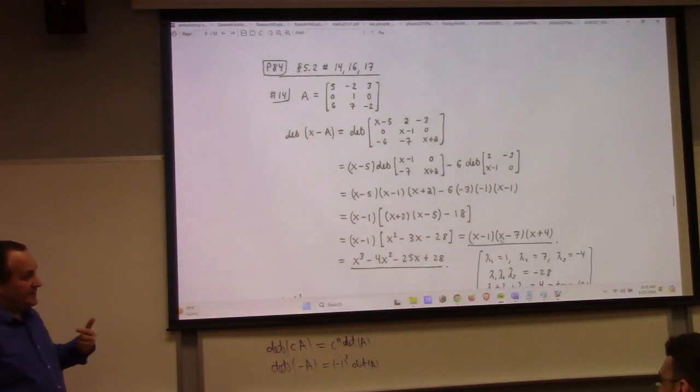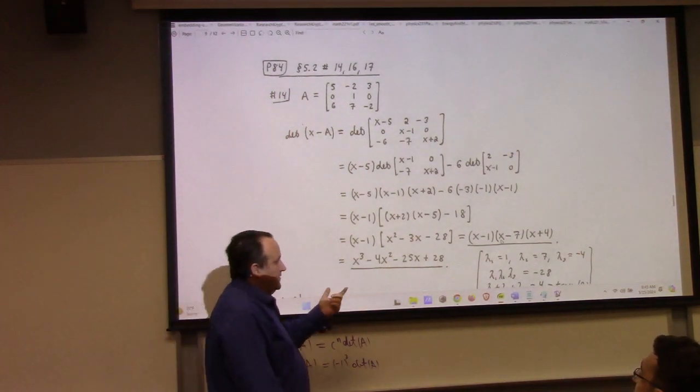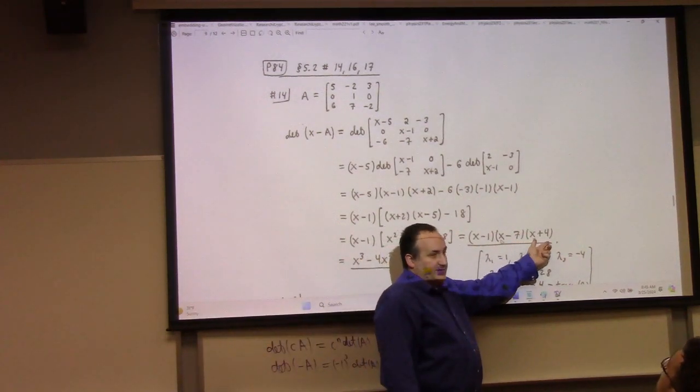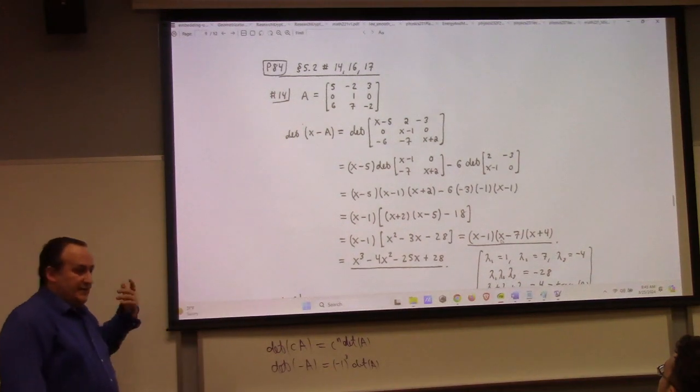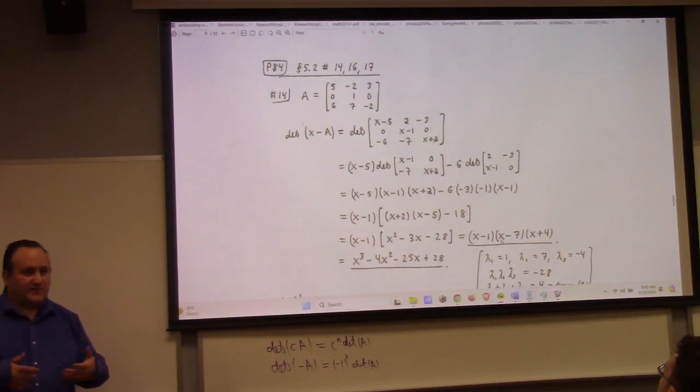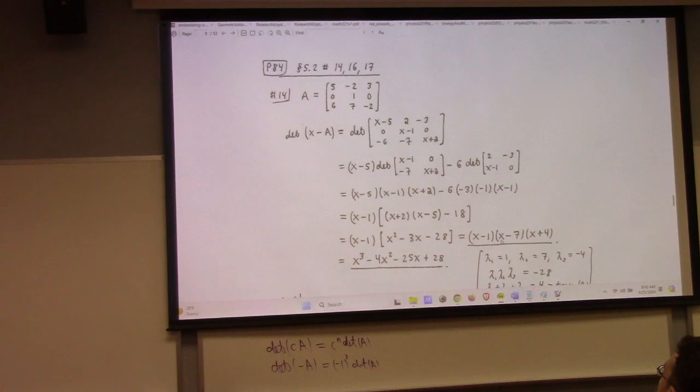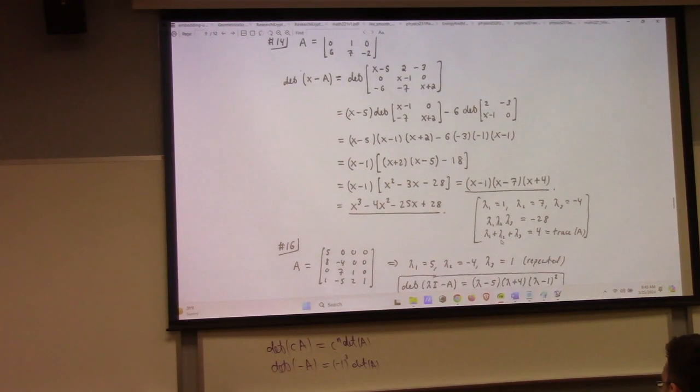And also the sum of the eigenvalues, 1 plus 7 minus 4 is 4, which is also equal to the trace of that matrix. Right? As I've been trying to sell you guys on, these are useful checks on our calculations. Determinant's the product of the eigenvalues, trace is the sum.